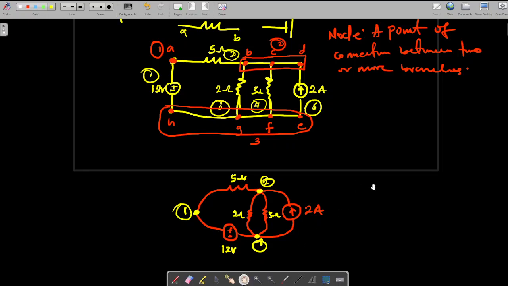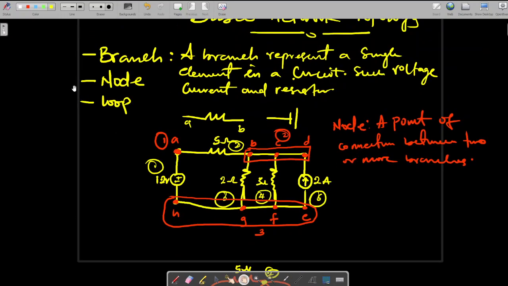Okay, so the next thing to look into now is what we call loop. Now, this one is very, very important. You understand it very well, though I will still keep on reminding you in subsequent lectures, in case you forget. Now, when you talk about loop, what exactly do we call loop? Loop is any closed path in a circuit.